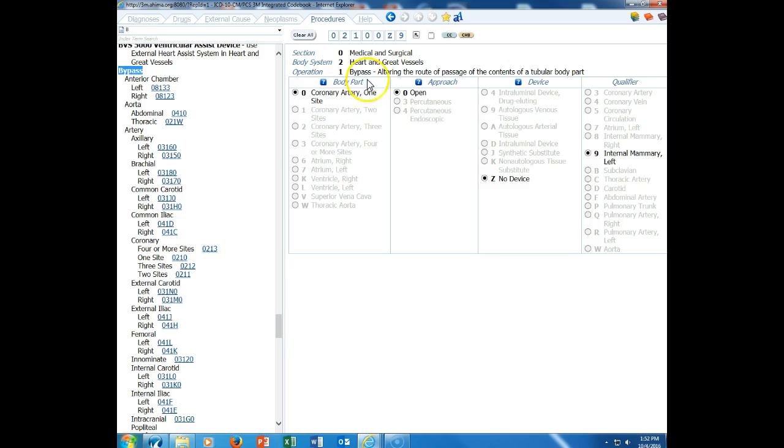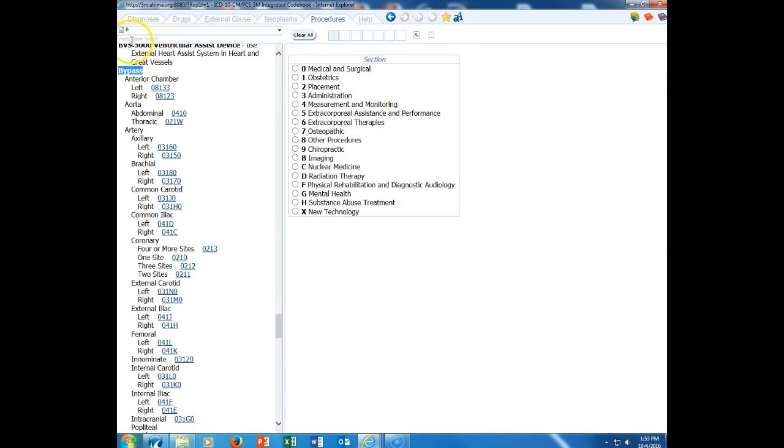Now, the harvesting of the saphenous, they did harvest it. The device is autologous venous tissue, and the qualifier is the aorta. They go from the aorta down past the blockage, and it's autologous venous tissue that is used. So those are the two bypass codes, and again, it's coronary artery one site because distinct procedures were performed on each of those sites.